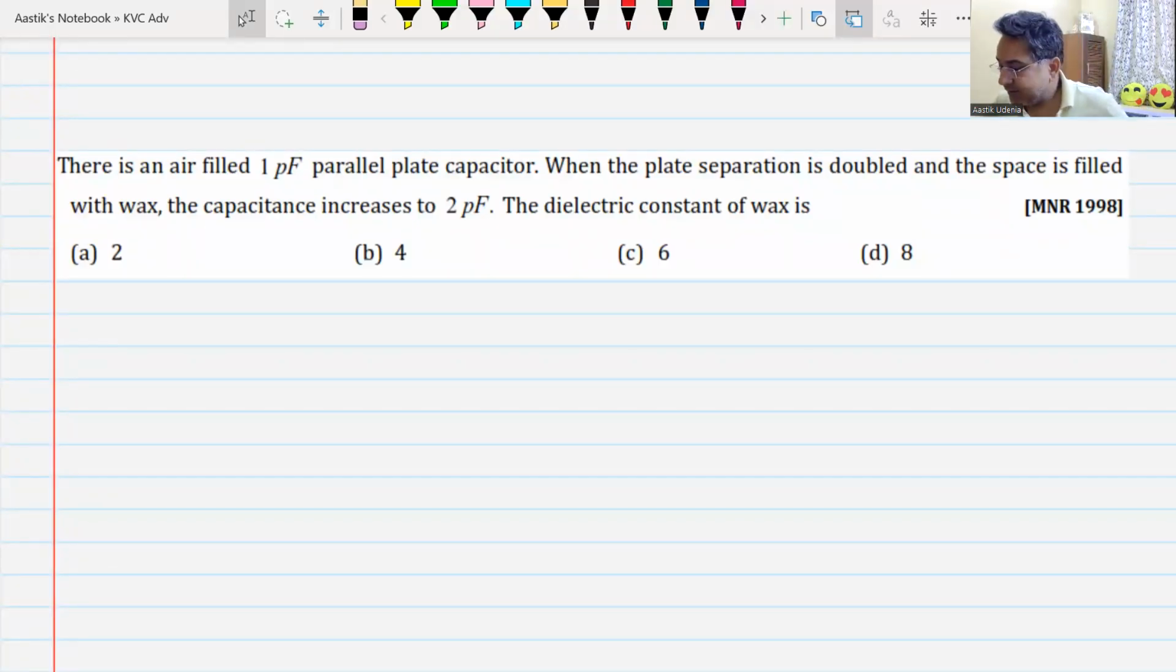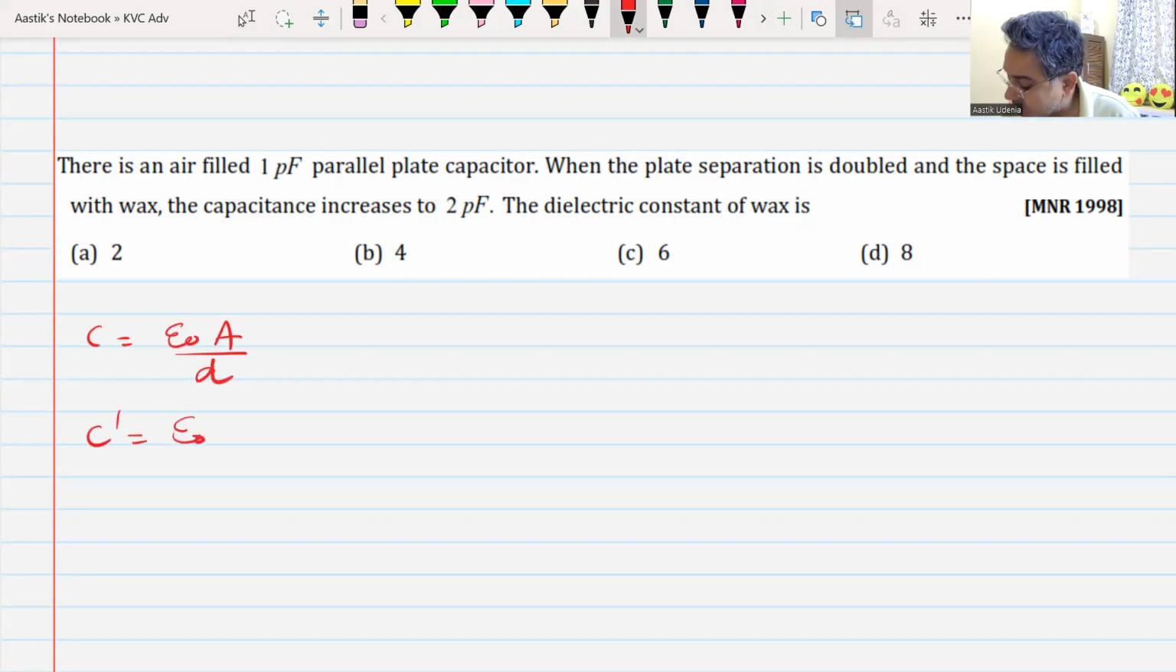Option B, all of us know this. The original capacitance is given by epsilon naught A by D. The new capacitance is given by epsilon naught into K into A divided by 2 times D. It is given that the original capacitance has become 2 times. The distance has also become 2 times. Therefore 2D. I think from there you can calculate that the value of K will come out to be 4. We understand this, yes or no? Yes, sir. Everyone understands this? Yes, sir.